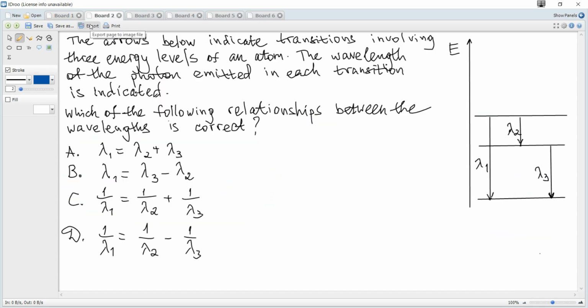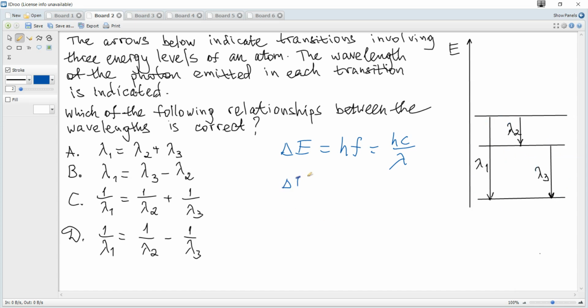And the next question, it's similar to the previous one. We need to find the relation between wavelengths according to a given graph, and again the formula is change in energy between two levels is equal to hf or hc over lambda, and we can see that delta E1 is equal to delta E2 plus delta E3.